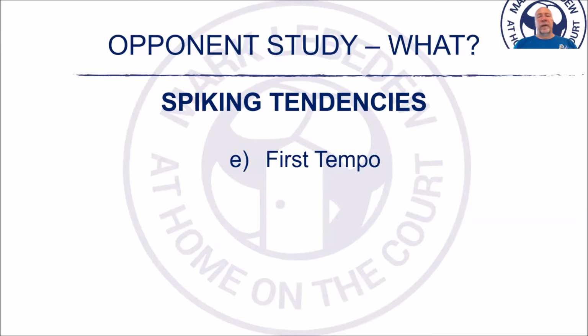We should also be scouting the opponent's first tempo attack and the different kinds of attack that they use in different rotations, perhaps if they spike differently, in different directions. For example, if they're coming from behind the setter or in front of the setter, that can make a difference to the type of attack.